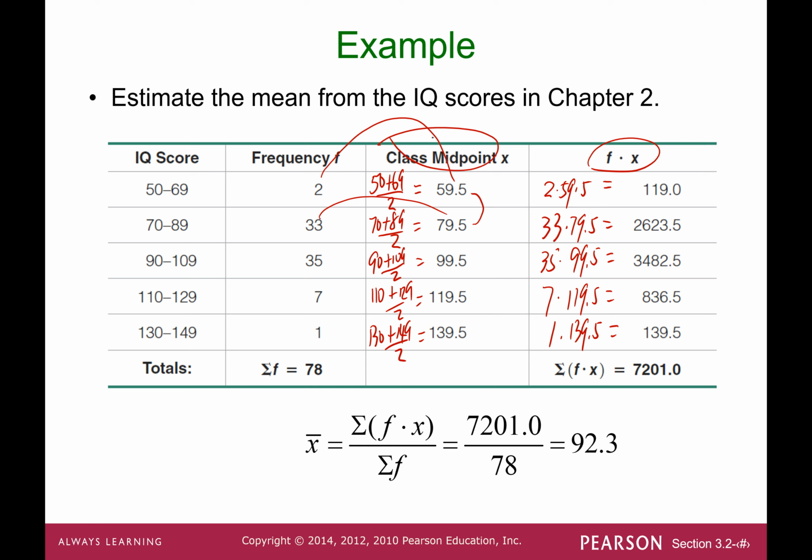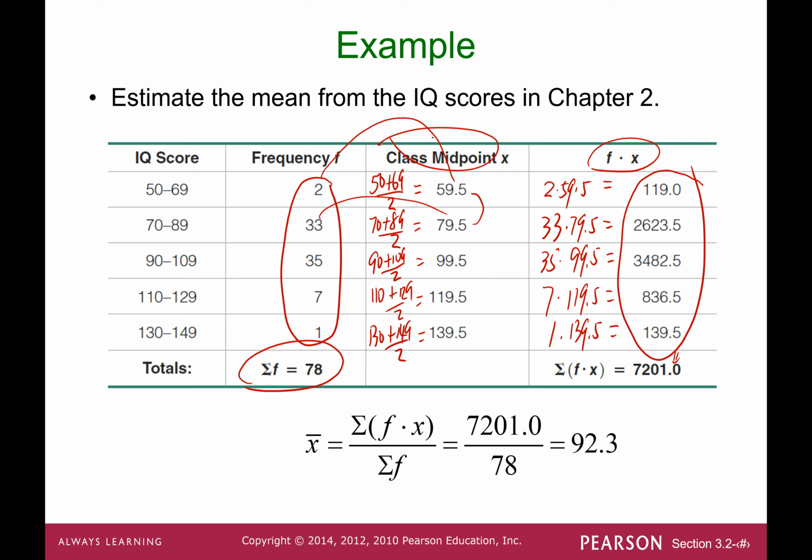Now you sum up all these products, right? Then it turned out to be 7,201, which is underneath it. And that becomes the numerator. You have to calculate the mean. The denominator is total frequency, so you sum up all these frequencies. Adding 2 and 33, get 35, adding 35, 70, adding 7, 77, adding 1, 78. So total frequency, which is the sample size, in this case is 78.